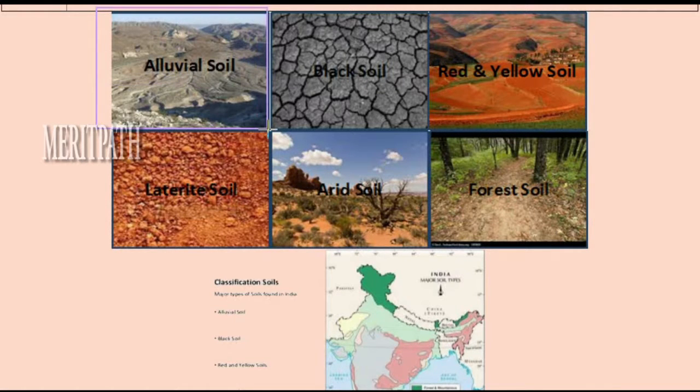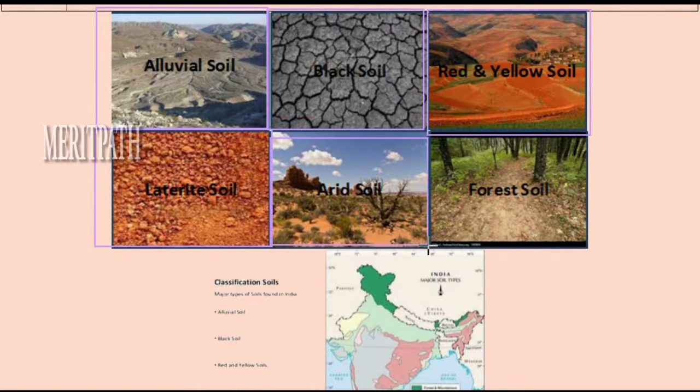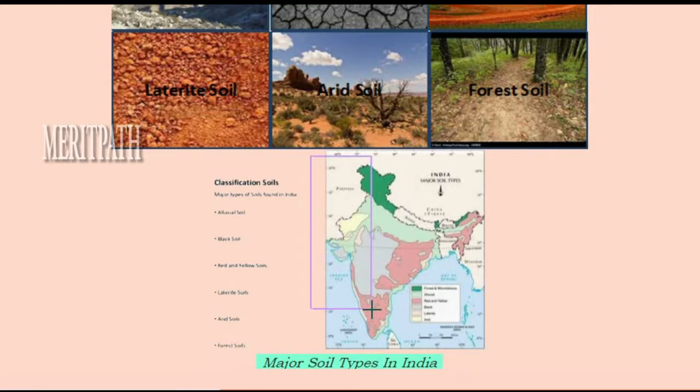Alluvial looks like this: black soil, red and yellow soil as the name suggests. This is the laterite soil. Here comes the arid soil. Next is the forest soil, which is suitable for cultivation. A map which shows the major soil types in India: alluvial, black, red and yellow soils, laterite soils, arid soils and forest soils. Major soil types.